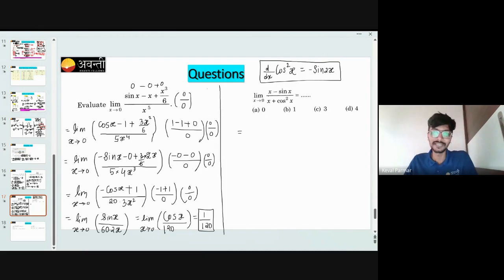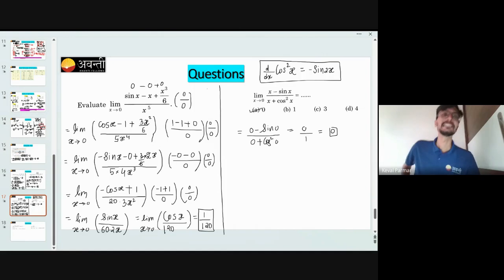So if I substitute x equal to 0, I get 0 minus sine 0 upon 0 plus cos square 0. And 0 minus sine 0 is 0, upon 0 plus cos square 0. Cos 0 is 1, so I will get 1. And 0 upon 1 is not an indeterminate form. It is 0. So there is no need to use L'Hospital's rule. My answer is directly 0.